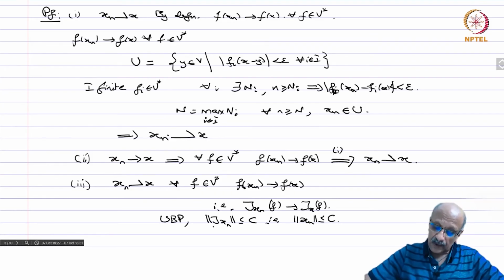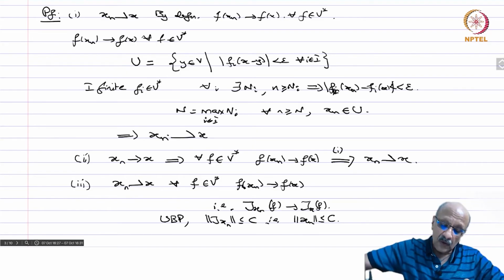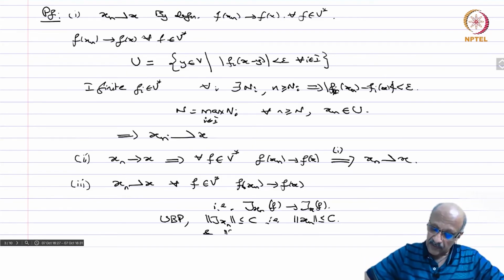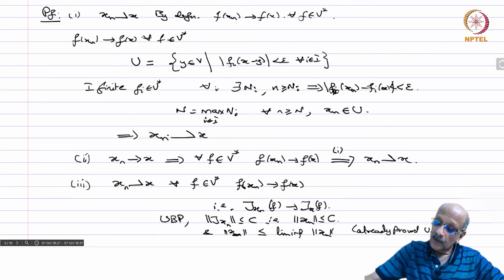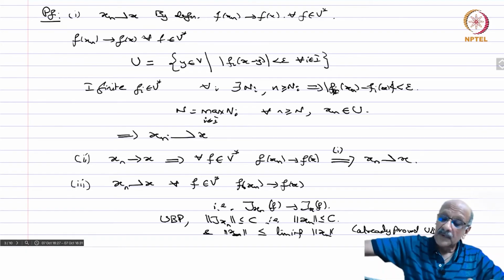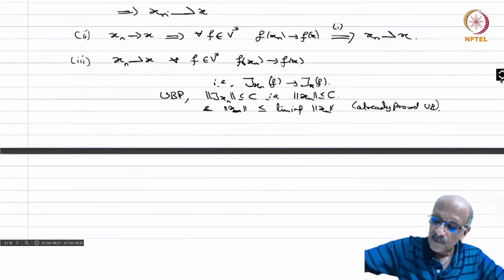Then we also showed that when you have a sequence in which every point converges, then the limit transformation satisfies this condition. So you have ||x|| is less than or equal to lim inf ||x_n||, already proved. In the uniform boundedness chapter, we have already seen this proof.